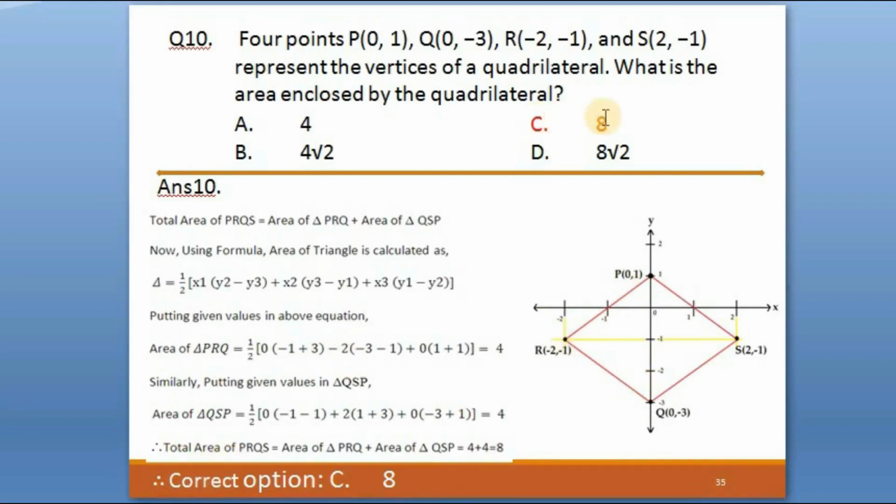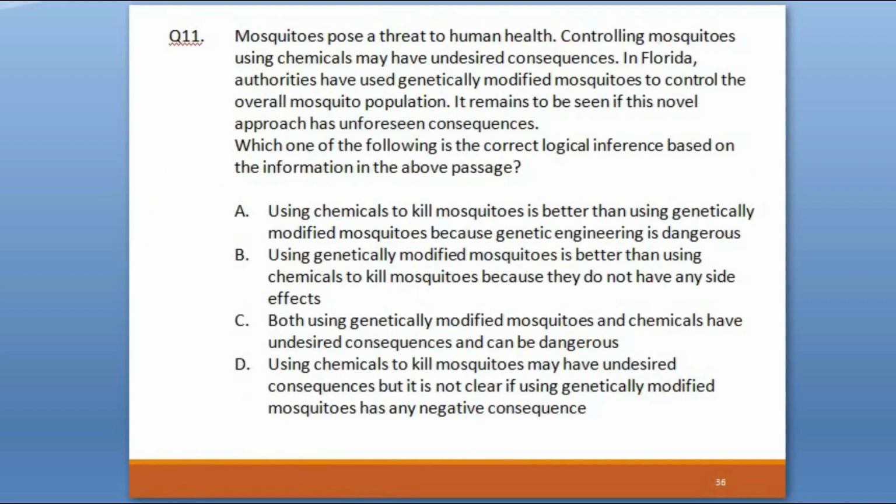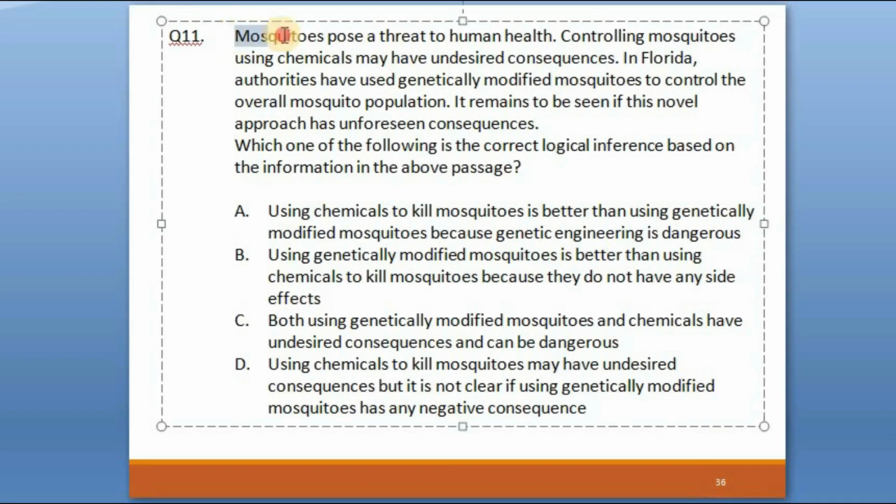Now we will take a few general English questions. They are also asked in the aptitude test. So the first question is: mosquitoes pose a threat to human life. Controlling mosquitoes using chemicals may have undesired consequences. In Florida, authorities have used genetically modified mosquitoes to control the overall mosquito population. It remains to be seen if this novel approach has unforeseen consequences. Which one of the following is the correct logical inference based on the information in the above passage?